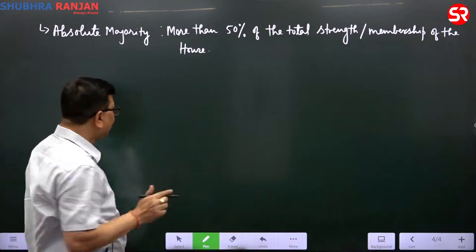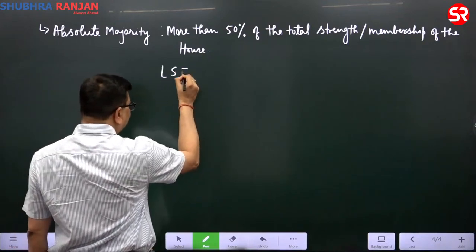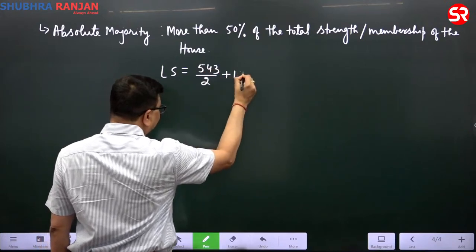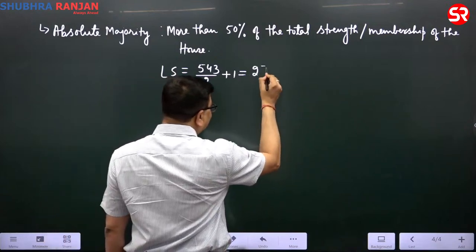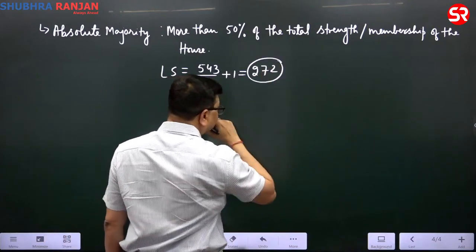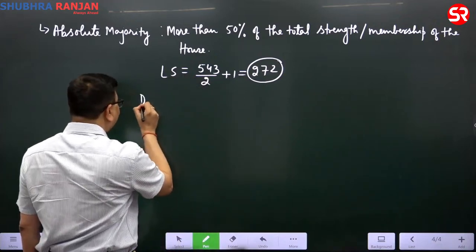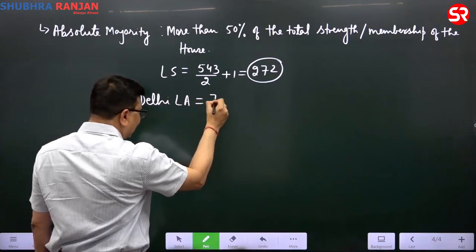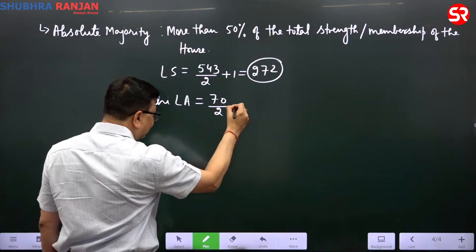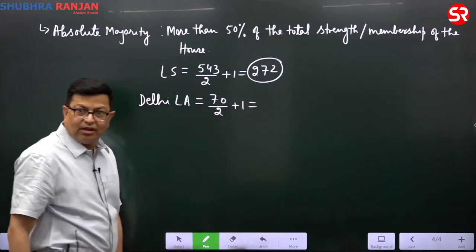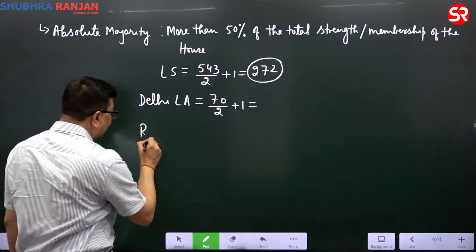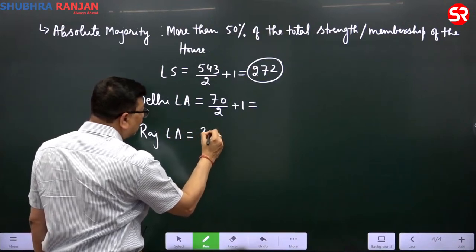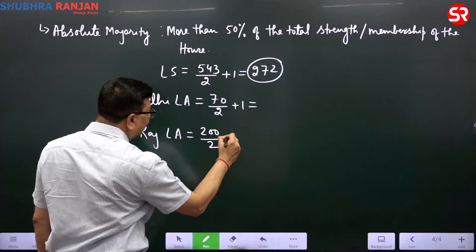It is fixed. In the Lok Sabha, it will be 543 divided by 2 plus 1, 272. Then in Delhi Legislative Assembly, it will be 70 divided by 2 plus 1. Then in the Rajasthan Legislative Assembly, it will be 200 divided by 2 plus 1.